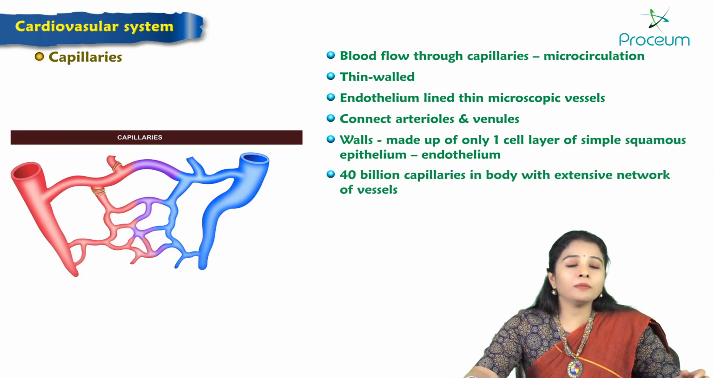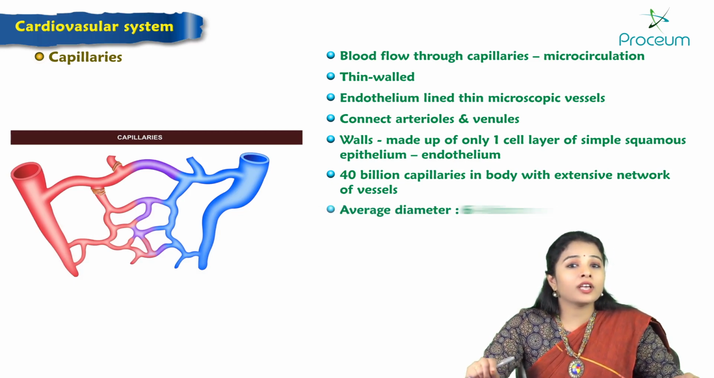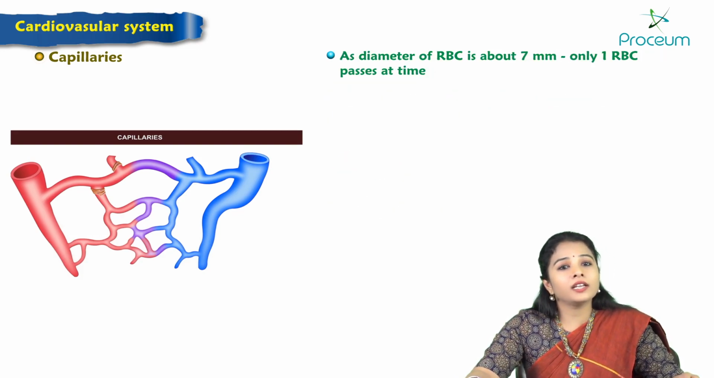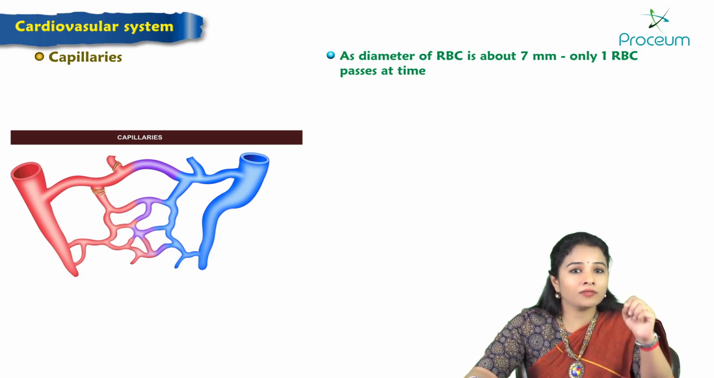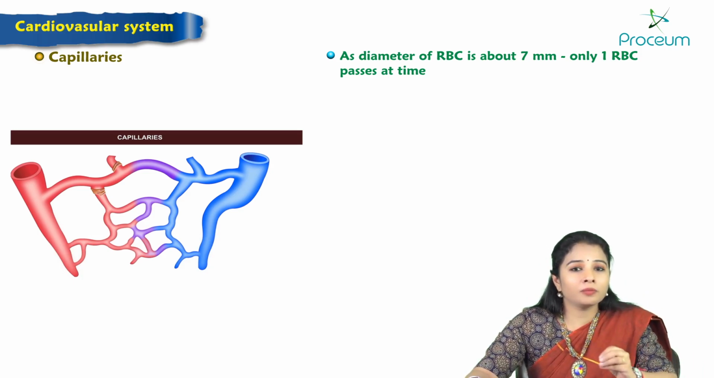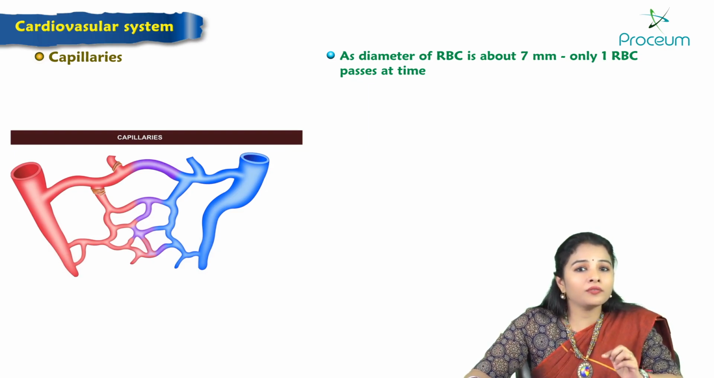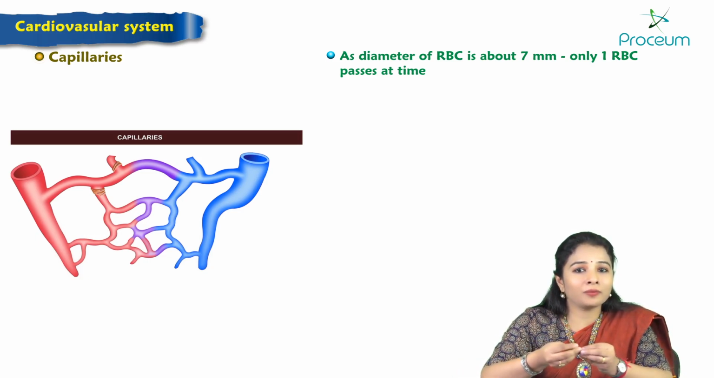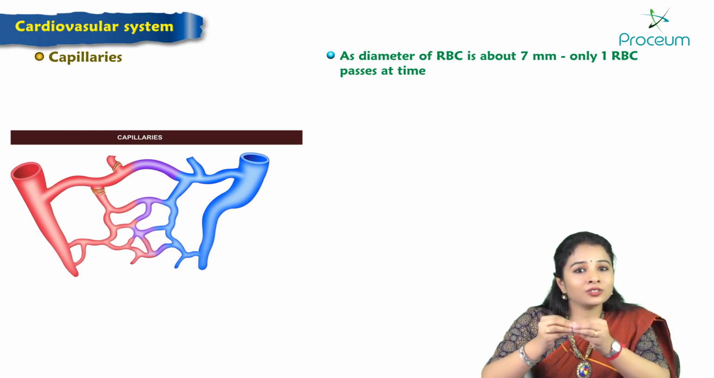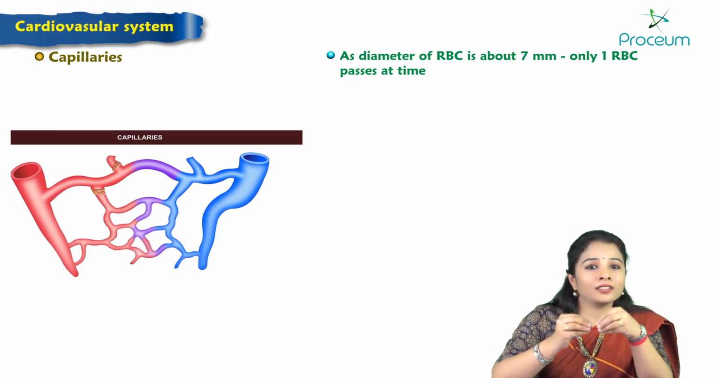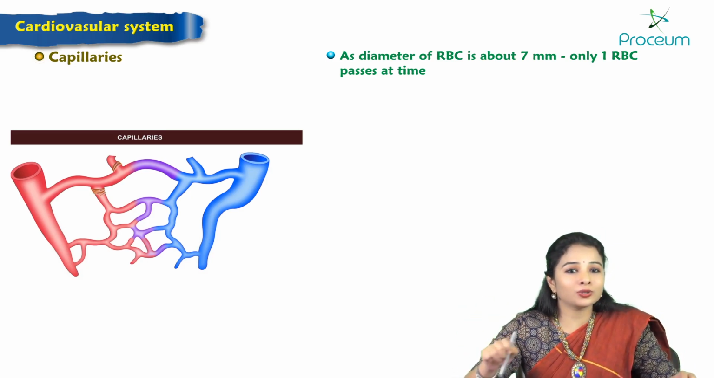There are over 40 billion capillaries in the body with an extensive network of vessels almost in every tissue of the body. The average diameter of the capillary is 6 to 8 micrometers, as the diameter of an erythrocyte is about 7 micrometers. Erythrocyte means RBC, red blood cell. So the capillary diameter is almost the size of an RBC. The RBCs pass one behind the other, one at a time, through the capillaries.